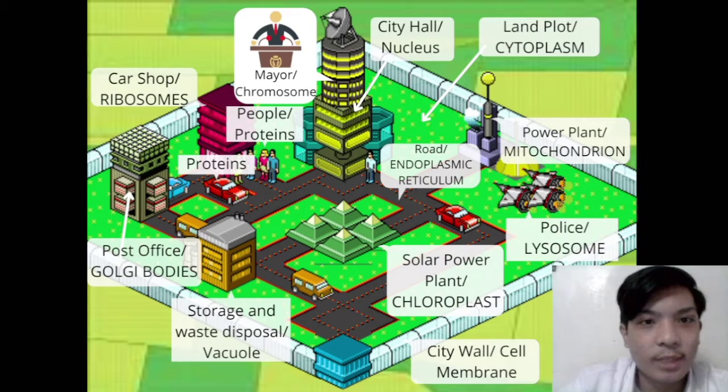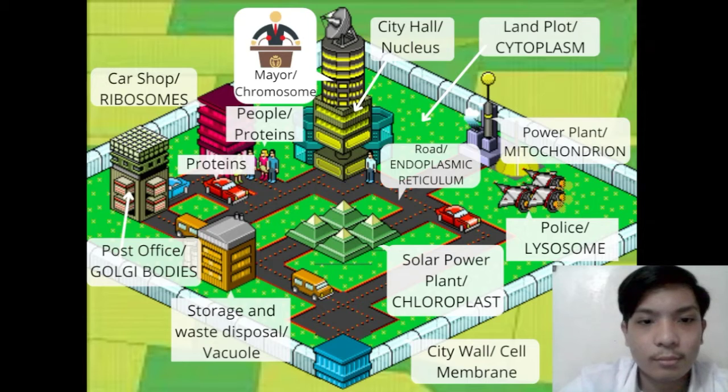Next is the cytoplasm, or the ground. It is the place or platform where the city buildings are built so that they can do what they are supposed to do. Just like cytoplasm, it is a place or substance where the organelles are located.